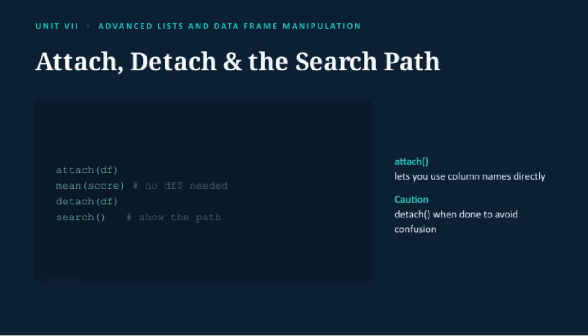Let's talk about attach and detach, two handy functions when working with data frames. Attach lets you use column names directly, so you don't have to type the full data frame name every time. But here's the catch: you need to detach when you're done. Otherwise, things can get confusing. You can check what's attached by using search. It's a simple way to keep your workspace tidy and avoid mistakes.